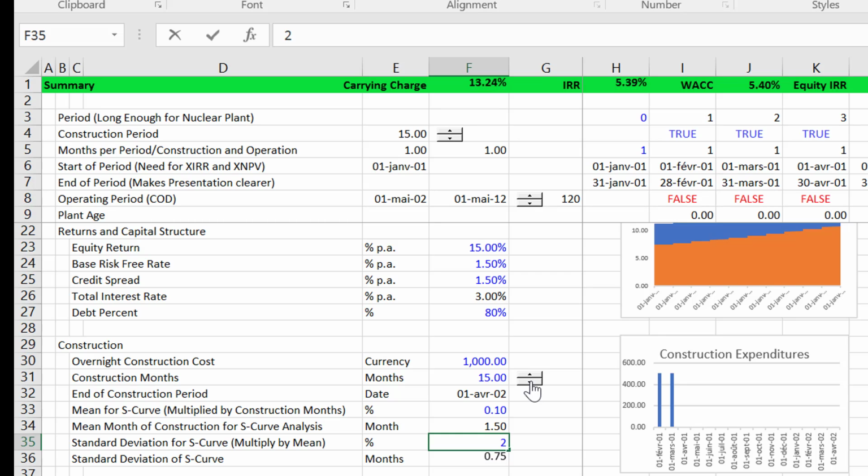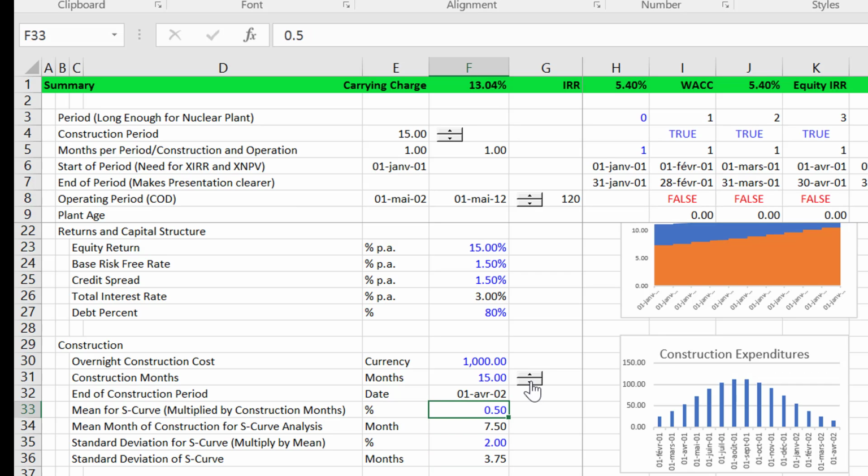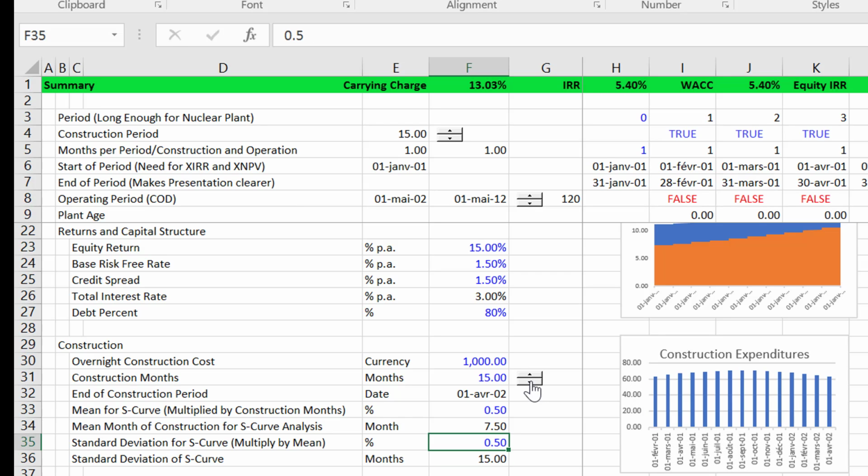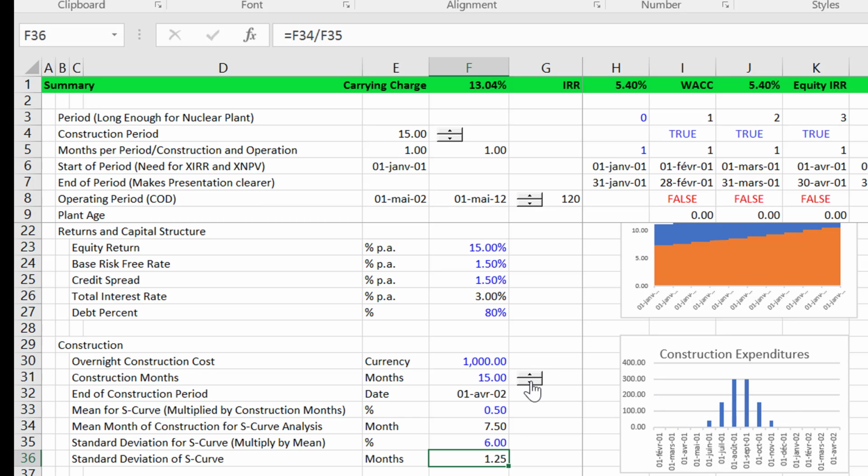So if I make the standard deviation, let's put it back to 0.5, I can make the standard deviation give you a spread like this. If I make it 1, it kind of flattens it out. 0.5, it makes it really flat. 6, I make it really thin. And I was looking at the input, not looking at what happened to the carrying charge.